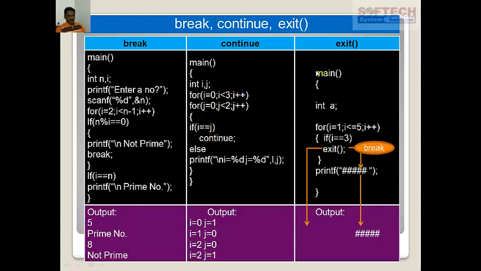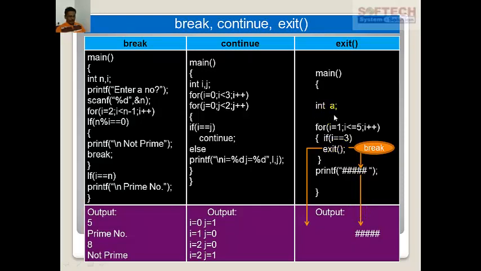Then exit. What is the difference between break and exit? Exit comes out of the program. It is equivalent to the closing brace of the main function. It terminates the program. The exit statement terminates the program. The break statement breaks the loop only.